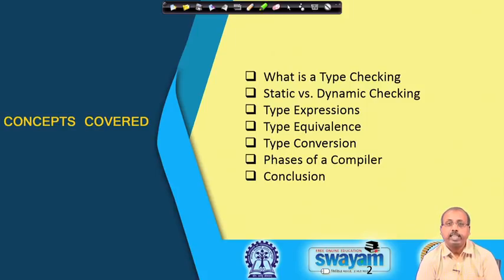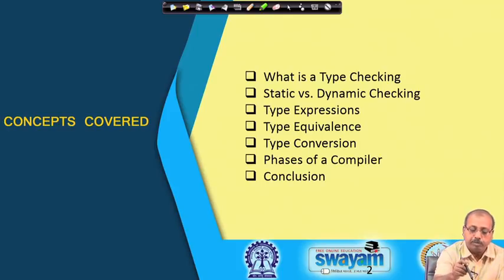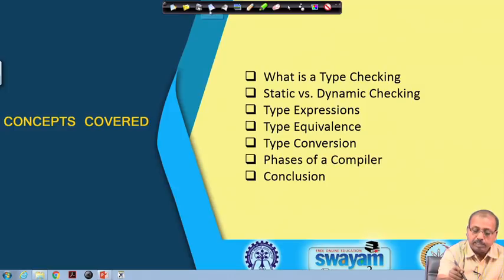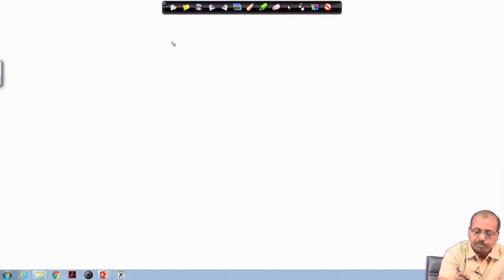And we need to check type equivalency. Very often we need to answer the question whether x and y, their types are equivalent or not. They might not have been defined to be of the same basic type, but it may so happen that the user might have redefined integer as another type. Like in the C language, you know that there is a typedef.